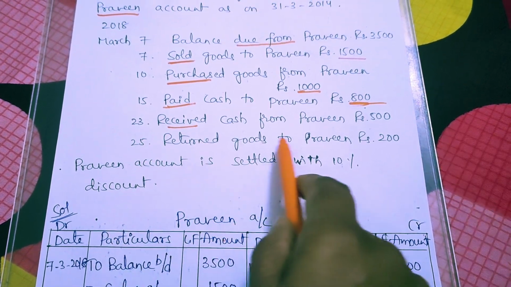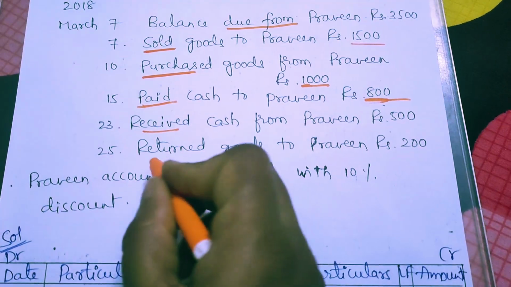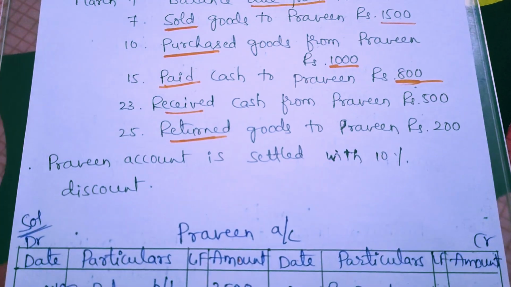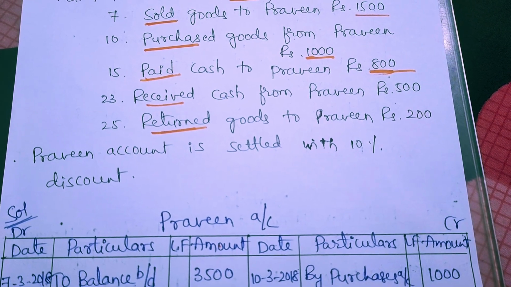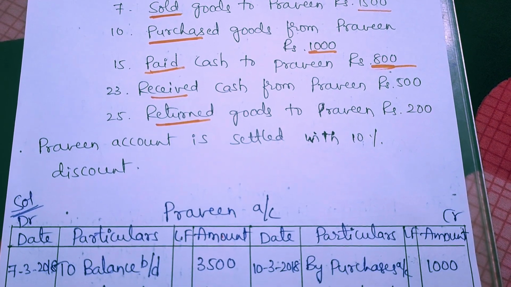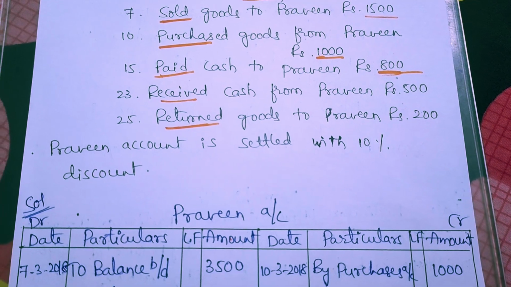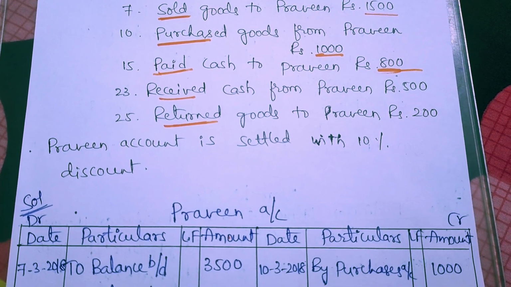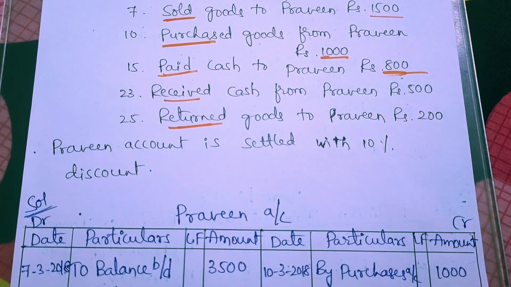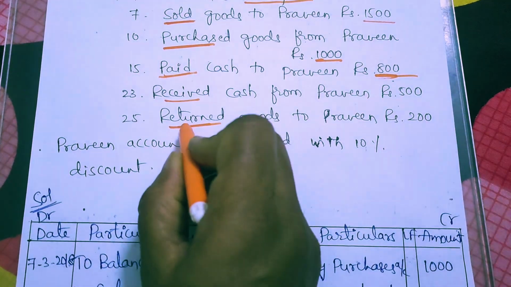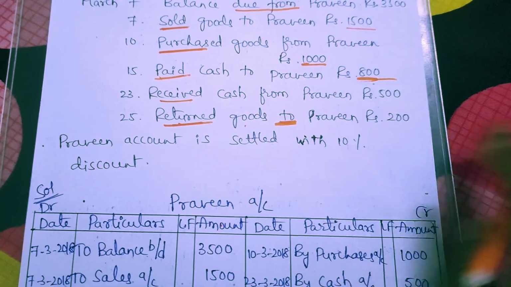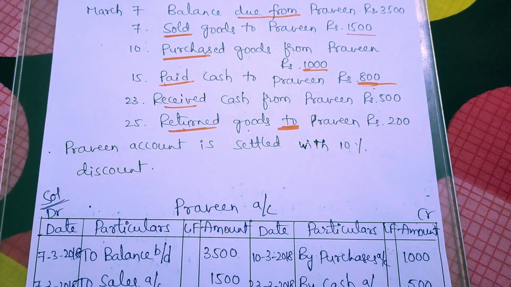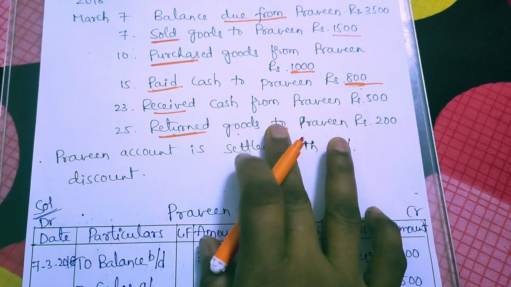25th date. Returned goods to Praveen. Returned. So returns are two types, I already said. One is purchase returns. The other one is sales returns. We have to determine which kind of return it is. If it is purchase returns, the word "to" will be mentioned. Returned goods to. So this is purchase returns. If "to" is not given, it will be sales returns. So this is purchase returns.